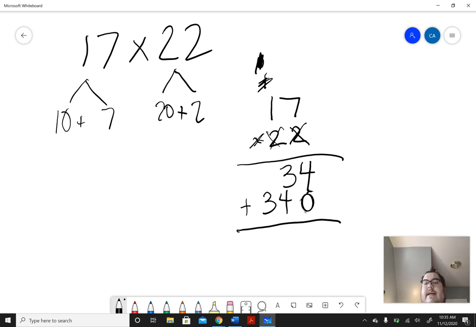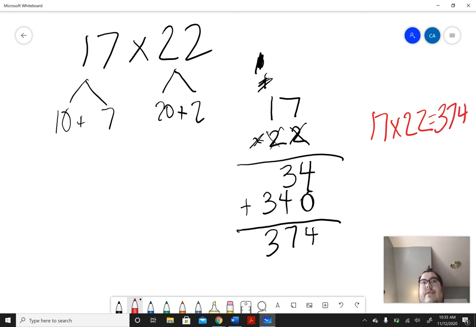So in my ones place, I have 4 plus 0. 3 plus 4 is 7. And 3 plus 0 is 3. So my product to 17 times 22 equals 374. If you don't believe me, let's ask the Google.